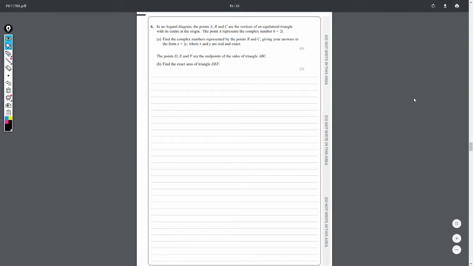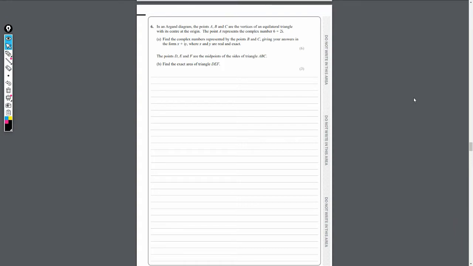So I really like this question. It's certainly not a walk in the park, but it challenges you to think about what's actually going on. So let's jump straight into this and see if we can solve it. So 6a, what have we actually got here? So we've got the complex number 6 plus 2i, and we're asked to find the other vertices, and its centre is at the origin. Okay, so let me just draw an equilateral triangle over here for now.